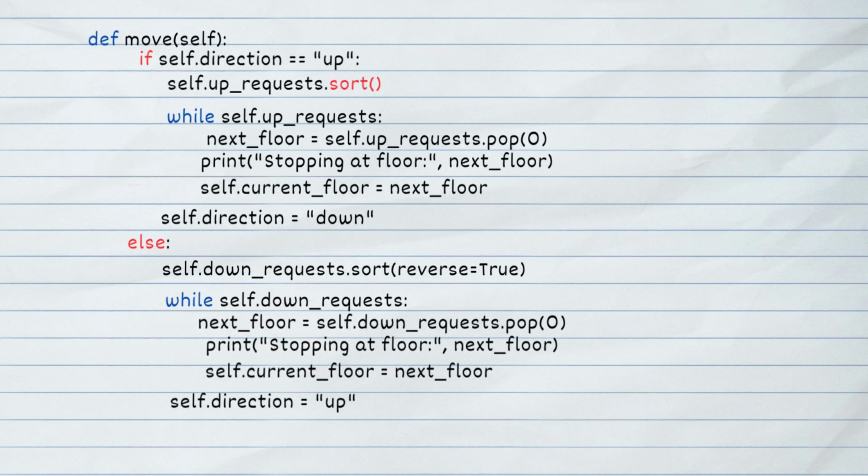Now, if the elevator is moving up, we must remember these three things. First, sort the upward request. Then, visit them in order. Finally, stop at each requested floor. Once all upward requests are completed, the elevator changes its direction. If the elevator is moving down, the same logic is applied to downward requests. And that's how you can solve a real world interview question using a simple algorithm.